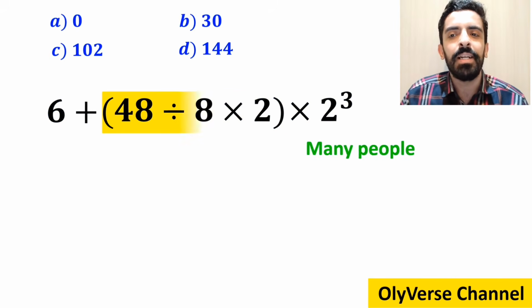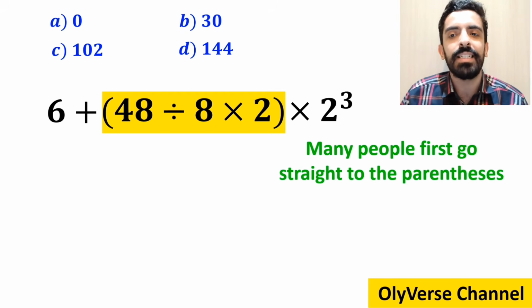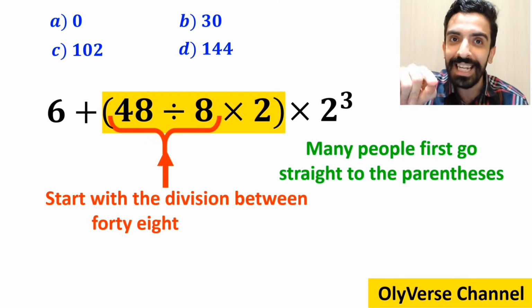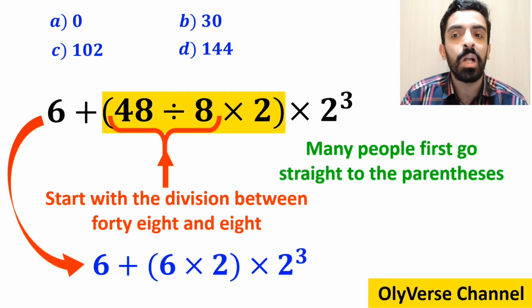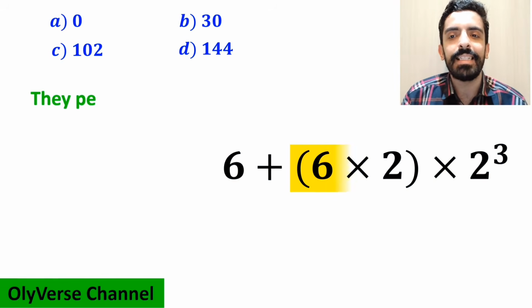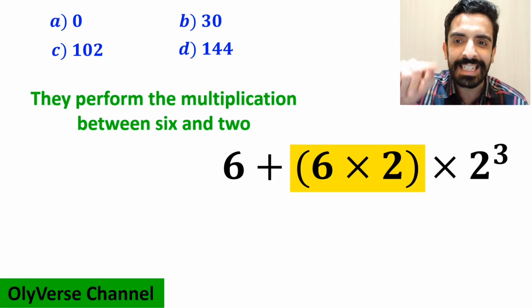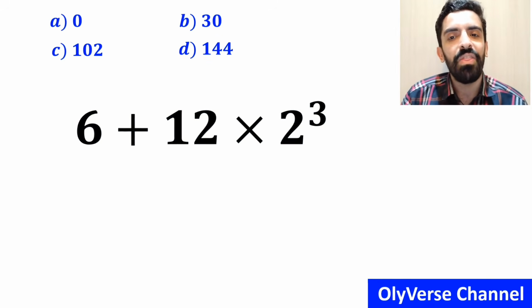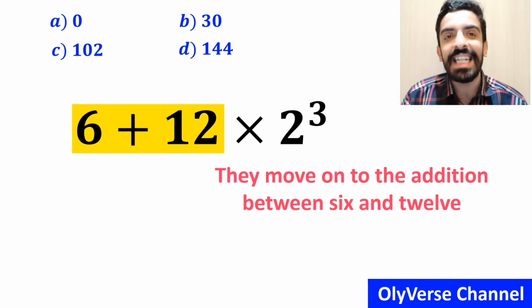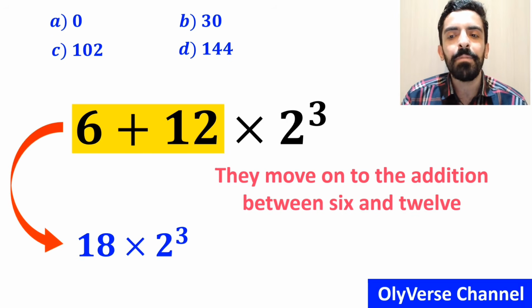To solve this question, many people first go straight to the parentheses and start with the division between 48 and 8. So, they write this expression as 6 + 6 × 2 inside the parentheses, then multiplied by 2³. In the next step, they perform the multiplication between 6 and 2 and simplify this expression to (6 + 12) multiplied by 2³. Then, they move on to the addition between 6 and 12 and write this expression as 18 multiplied by 2³.